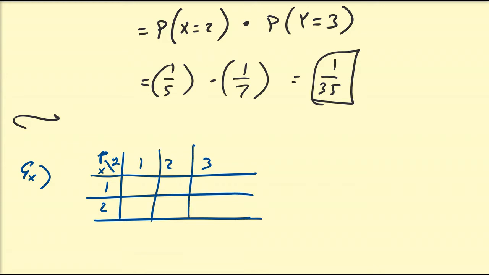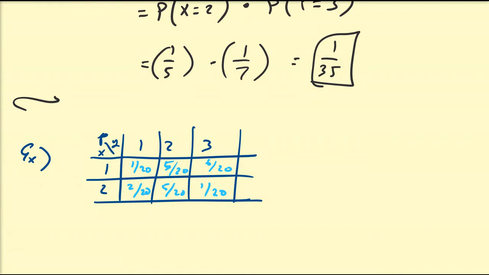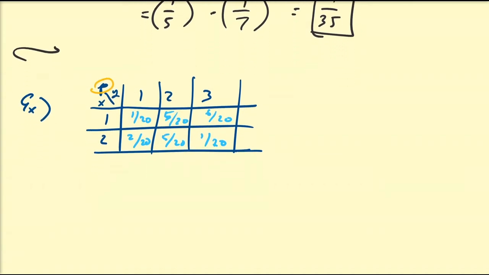So let's assume that the values are as follows: 1/20, 2/20, 5/20, 5/20, 6/20, and 1/20. So one could ask, is P a joint probability mass function on the random variables x and y? So you sort of have to test those two properties.